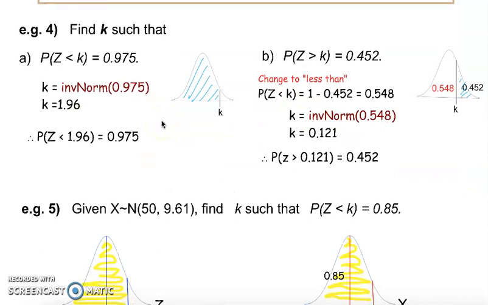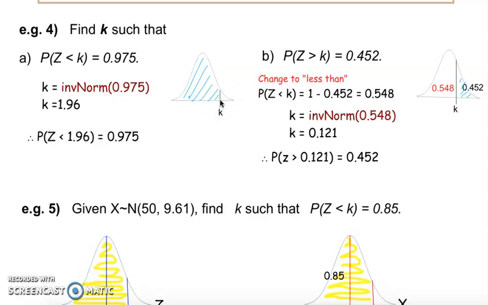Example 4: find k such that P(Z < k) = 0.975. Notice this is a z value, so we are referring to the standard normal distribution with a mean of 0 and a standard deviation of 1. Less than means we're to the left of this value, and the probability is 0.975, which means we're pretty far off to the right side under the curve.